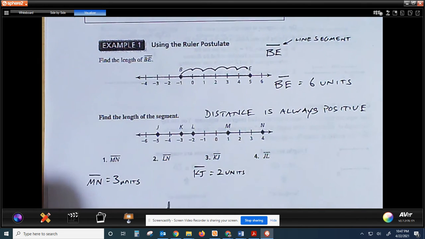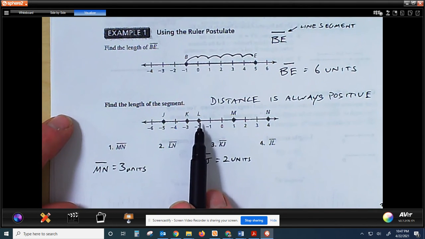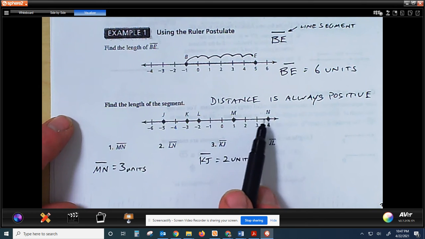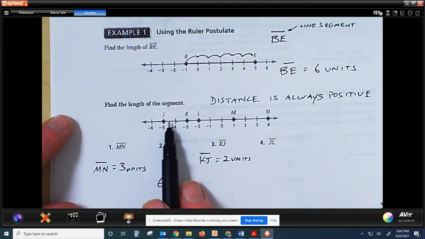Okay. In class, I would have gone to the board. Here, I'm just going to put down an answer. L to N, 1, 2, 3, 4, 5, 6. That's a 6. And J to L, 1, 2, 3.